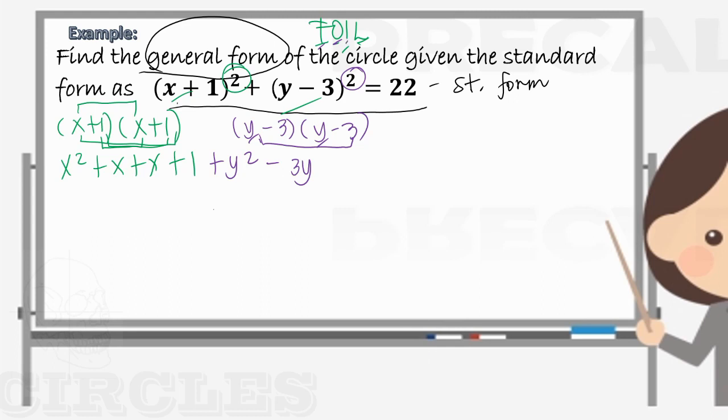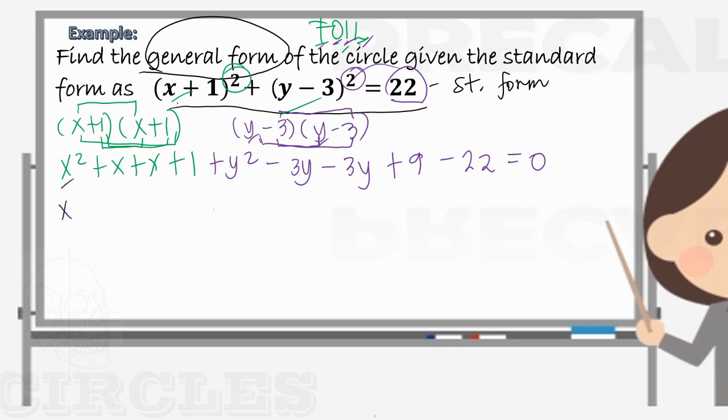And then, yung inner, negative 3 times y is equal to negative 3y. And then, yung last, negative 3 times negative 3 is equal to positive 9. And then, yung constant natin, lilipat natin sa kabilang side na magiging negative 22 is equal to 0. And then, combining like terms.